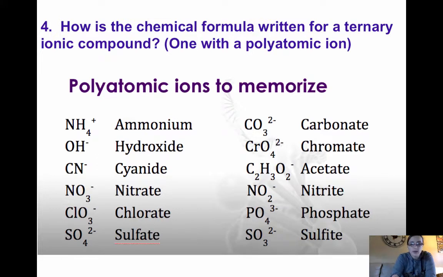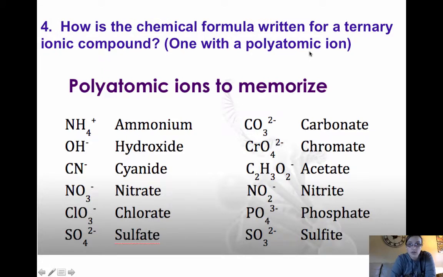So in this video, we are going to talk about how to write the chemical formula for a ternary ionic compound. And what that means is it's an ionic compound with a polyatomic ion. So remember, an ionic compound is one that has a metal and a nonmetal. A ternary ionic compound is one that has a metal and a polyatomic ion.